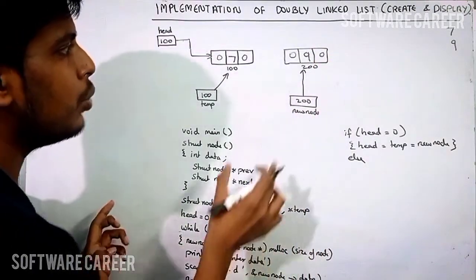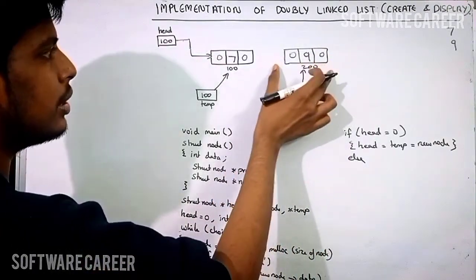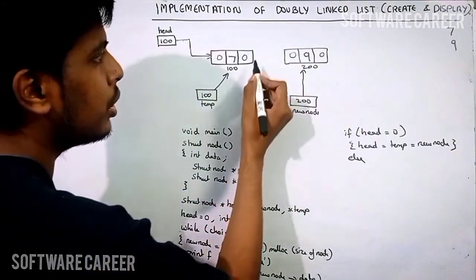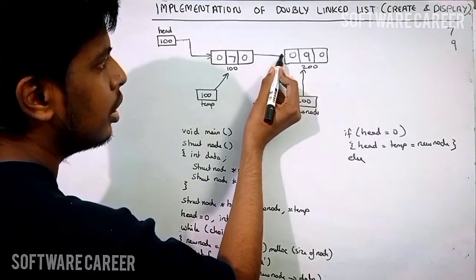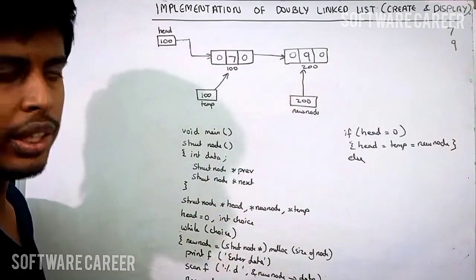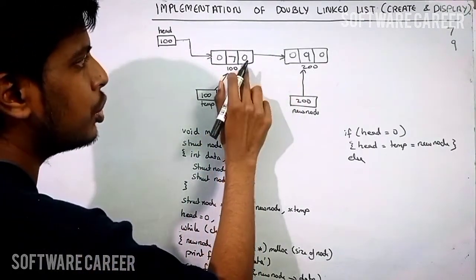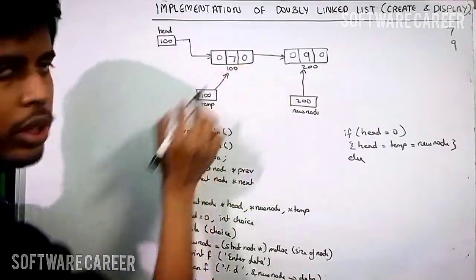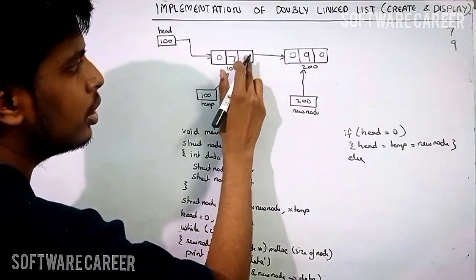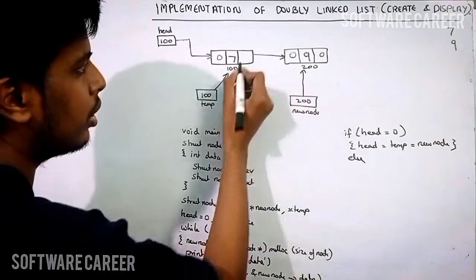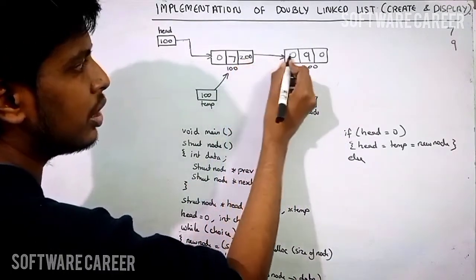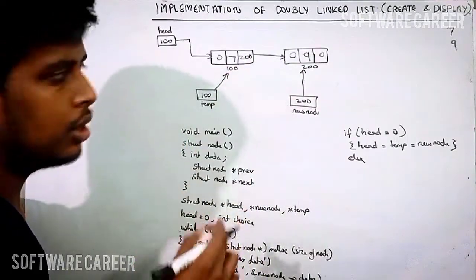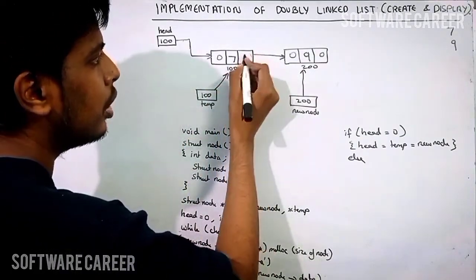Now you should fix this as the second node. How you can fix? See here. Now you should create a link like this in forward direction. How can you create it? In this next pointer of the previous node, this node, you should store the address of this node, 200. If you store 200, you can create a forward link. So how you can access this next pointer? See here, now this is 0.